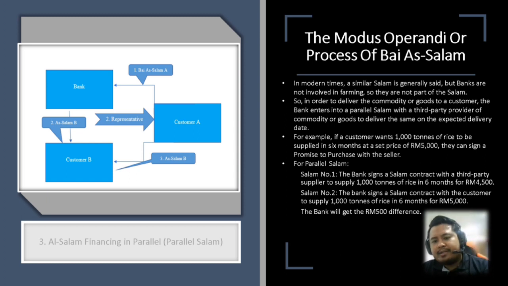For parallel Salam, Salam number 1, the bank signs a Salam contract with a third party supplier to supply 1,000 tons of rice in 6 months for 4,500 ringgit. For Salam number 2, the bank signs a Salam contract with the customer to supply 1,000 tons of rice in 6 months for 5,000 ringgit. So, the bank will get the 500 ringgit difference.